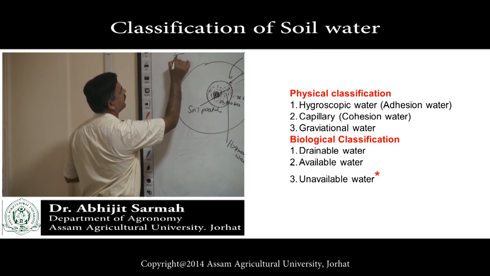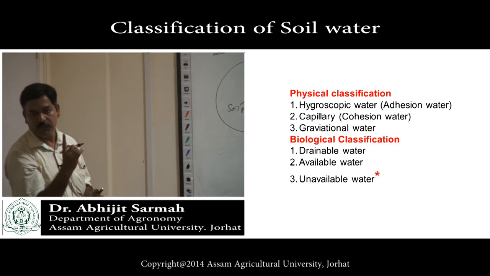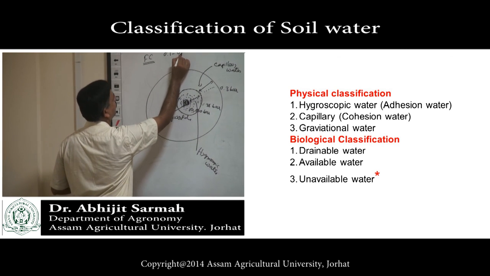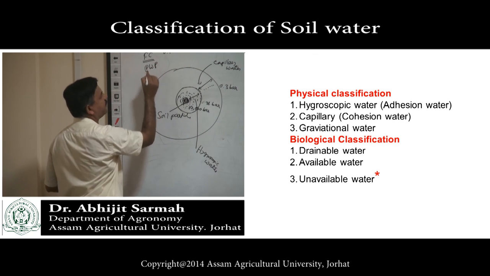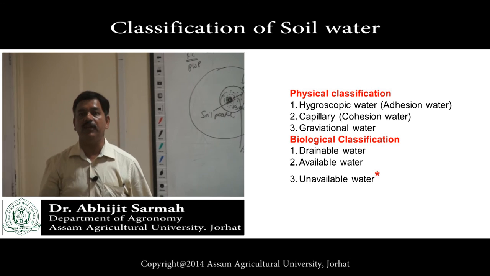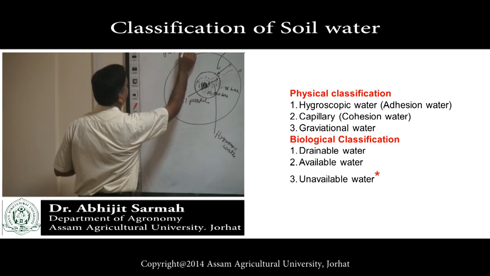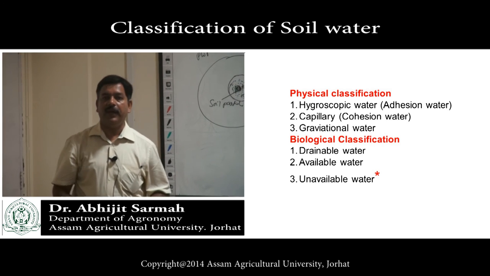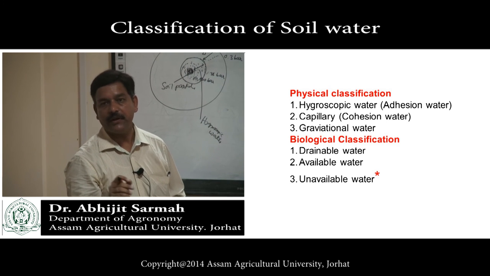That means, at field capacity, what is the tension? Minus 0.12 to minus 0.3 bar, isn't it? At permanent wilting point, the tension is 15 bar. So at 15 bar, the plant will show permanent wilting.